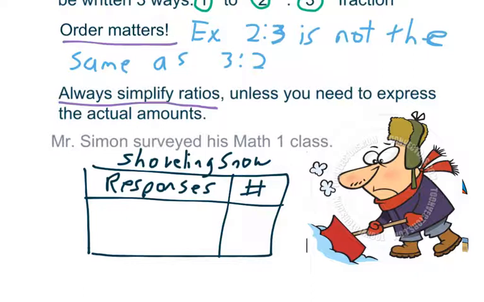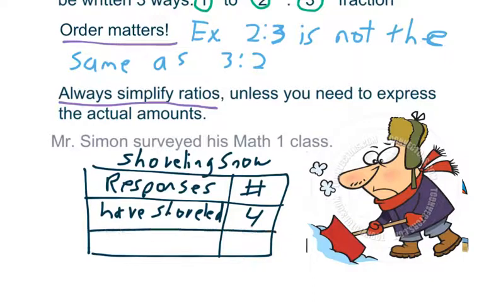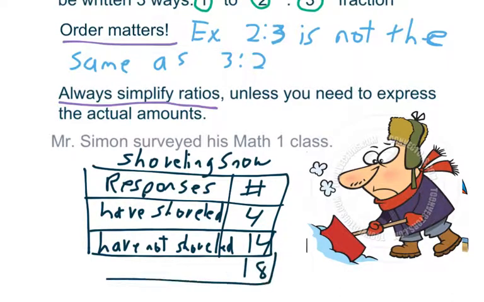Those who have shoveled tallied up to about 4. And those who have not shoveled tallied up to about 14. So looking at this, if I asked you how many students were in my class, well, they either have shoveled or have not shoveled, so we could just add those up to find our total. So 4 plus 14 gives us 18 for the total who were surveyed.